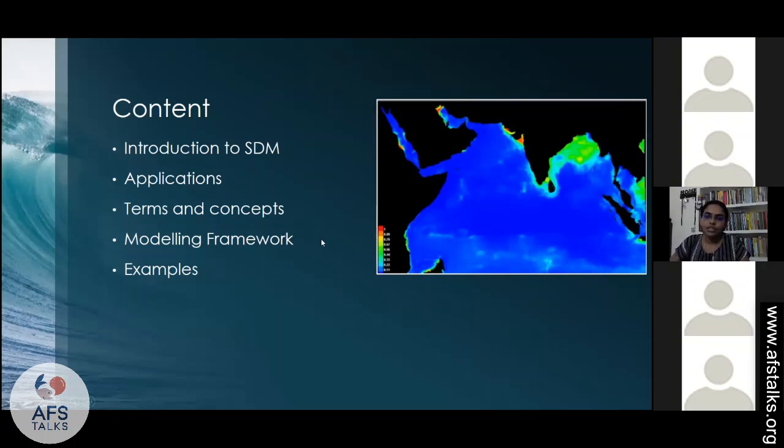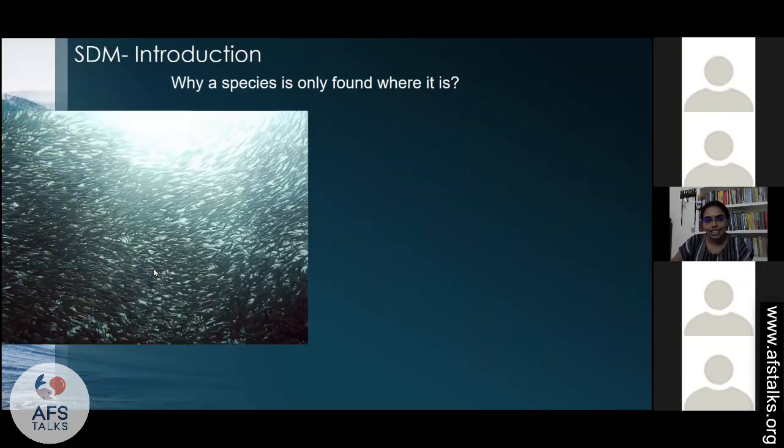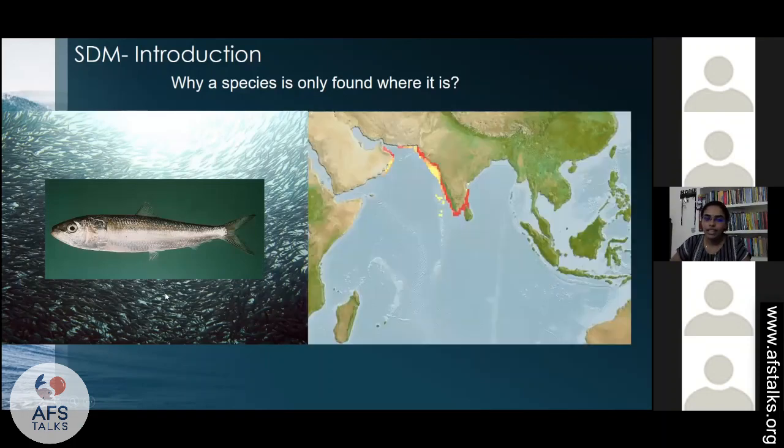And before starting the talk, did you ever wonder why a species is found only where it is? I think we are all familiar with this school of fishes. This is the Sardinella longiceps, our Indian oil sardine, which has a native habitat, we know that, right? But this species is only visible in this native range of this fully connected ocean. Did you ever think about that?